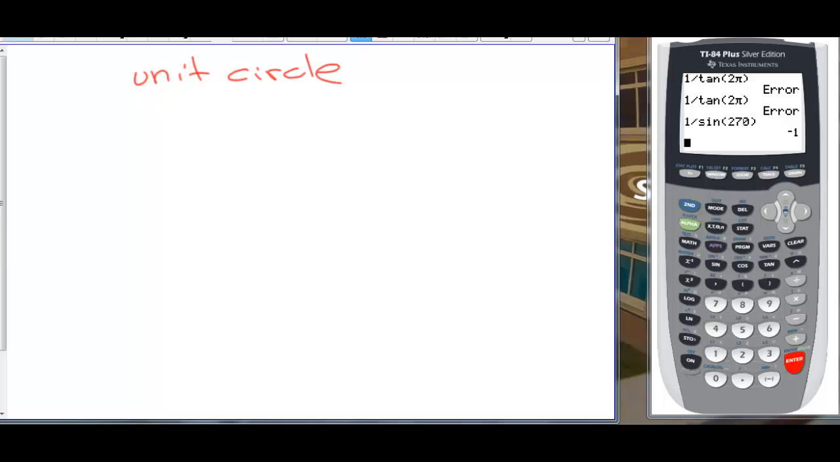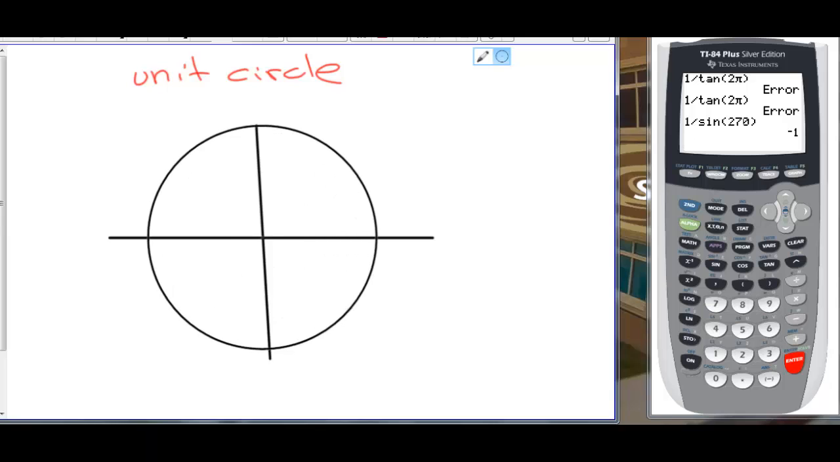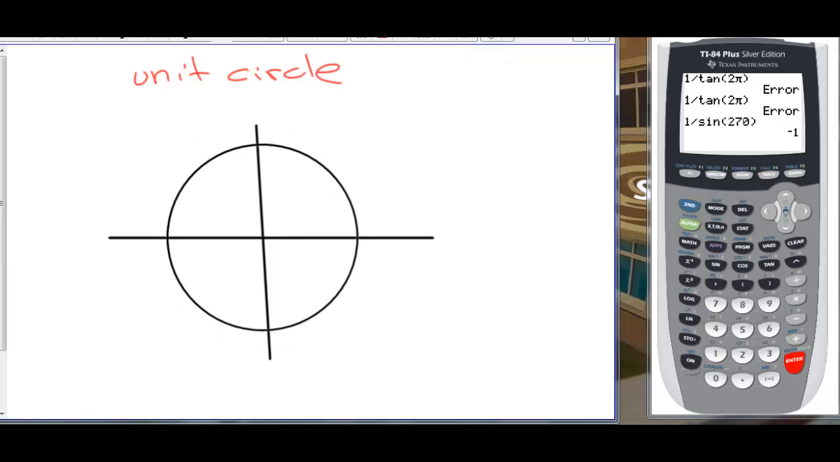Unit circle. Here we go. I love this stuff. This is one of my favorite lessons of all times. I really was upset that I'm going to be gone tomorrow. I really was. But I'll give you the short version right here.